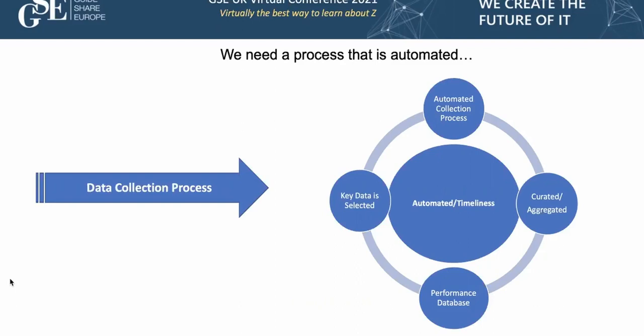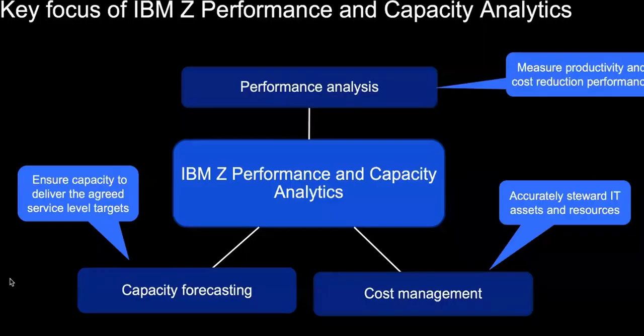for potentially years as well. So as I said, one of the things that I'm going to be focusing on is one of our offerings to address some of these challenges, which is Z Performance and Capacity Analytics. This has been built on a long heritage of capacity planning and performance analysis products that IBM has had, and this is the latest iteration. And we really focus on addressing three key focus points with it.